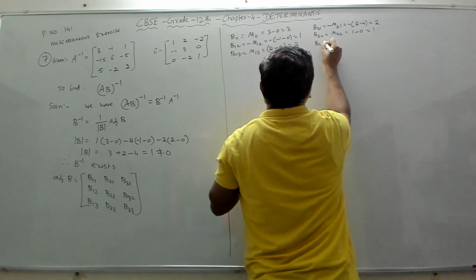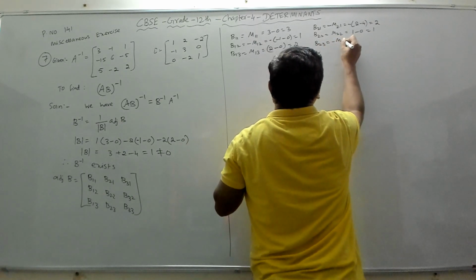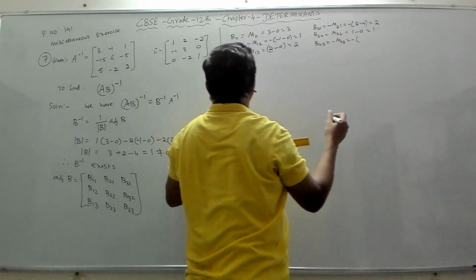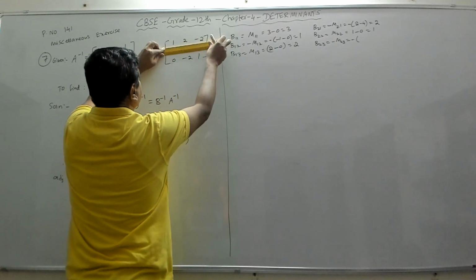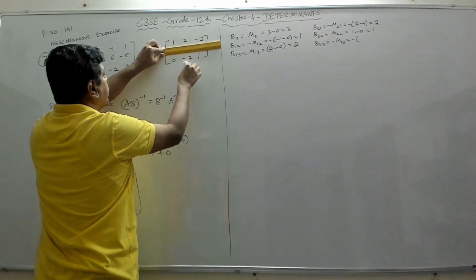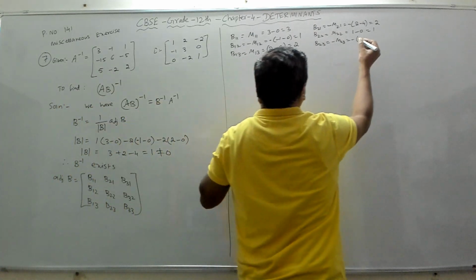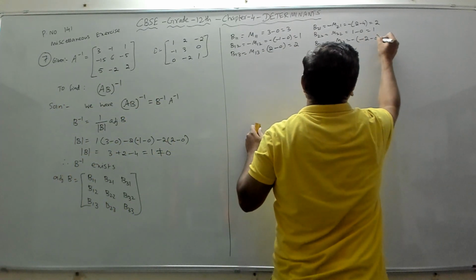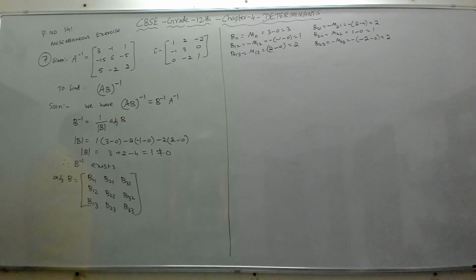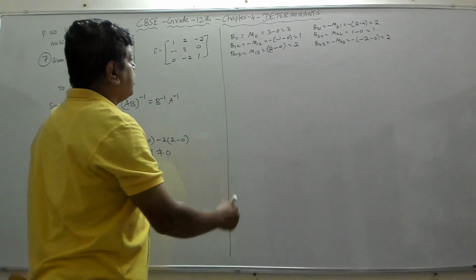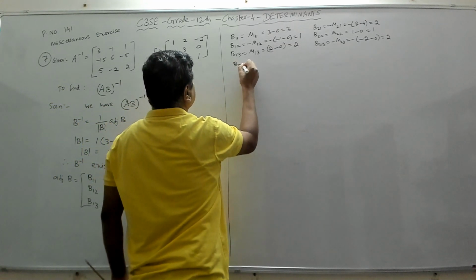Then B23 is equal to minus M23. That is equal to minus of M23. M23 means this particular element. So close this particular row, this particular column. 1 into minus 2 is minus 2. Then that is 0. So that is equal to 2. That is your B23. Now let's find B31.